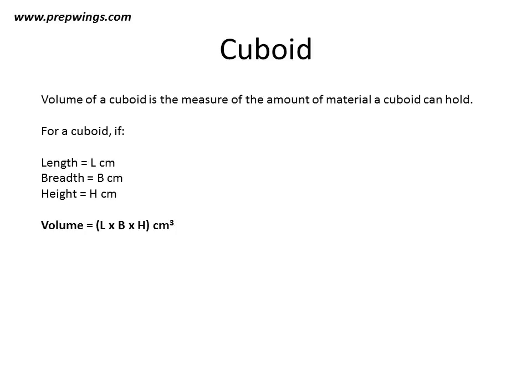So for a cuboid of length L centimeter, breadth B centimeter and height H centimeter, volume is given as L into B into H centimeter cube. So if length is equal to 2 centimeter for a cuboid, breadth is 3 centimeter and height is 4 centimeter, the volume is given as 2 into 3 into 4 centimeter cube, which is 24 centimeter cube.